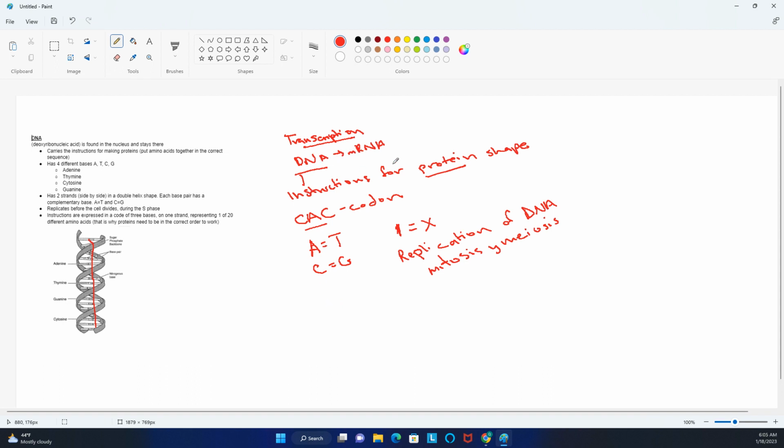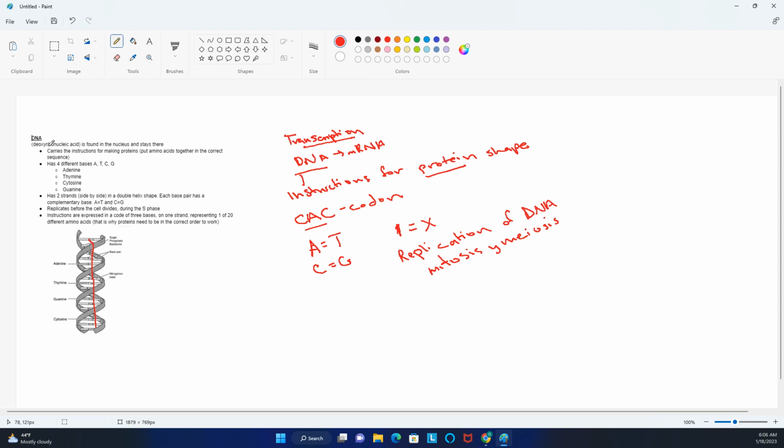So DNA to RNA, and their purpose is the instruction of protein shape, and you need to know the bases. So 1, 2, 3, 4. Know each of the bases, what they are, and which base pair they match up with. That is what the test is going to consist of. So if you can remember that, you'll be good to go. All right.